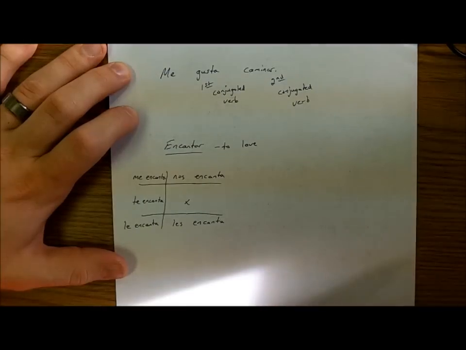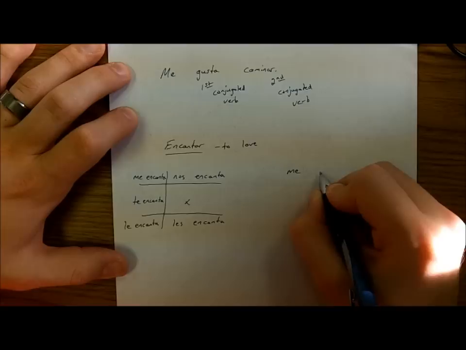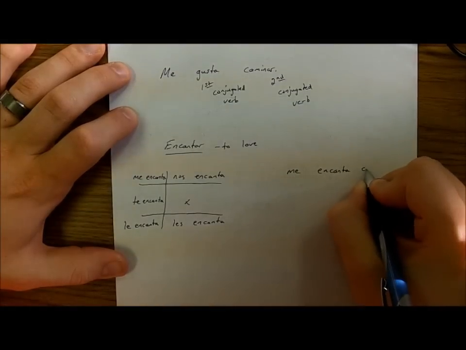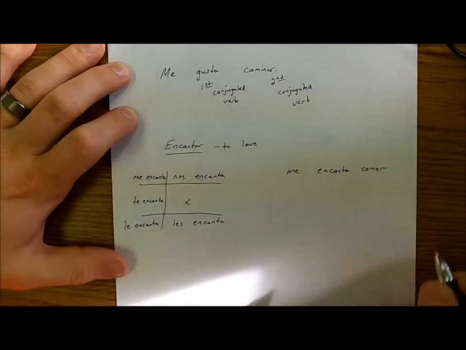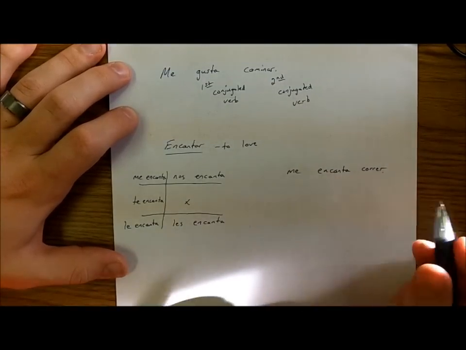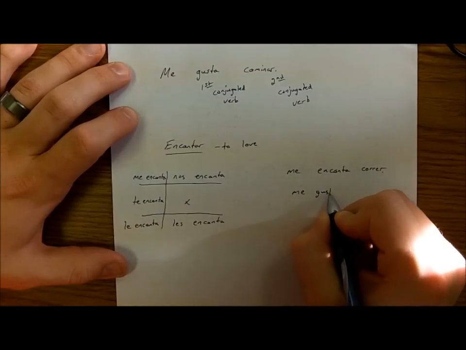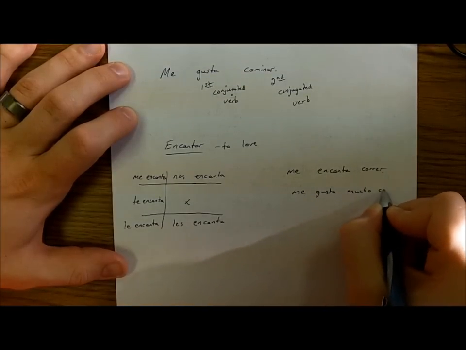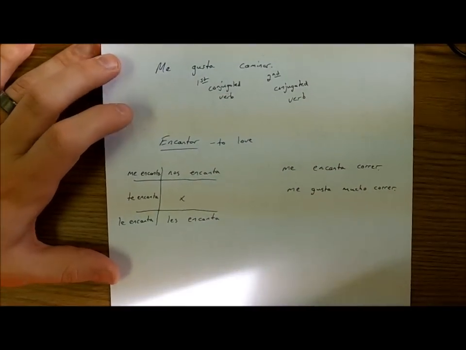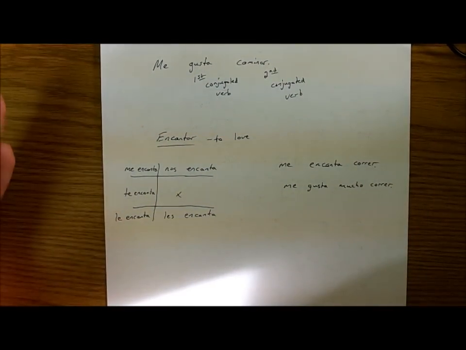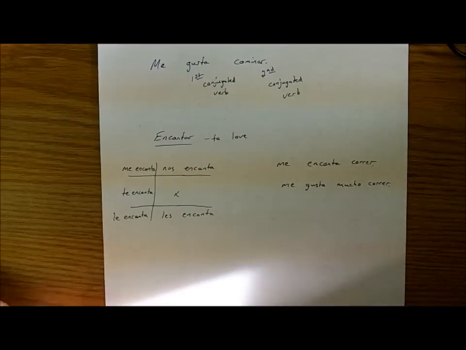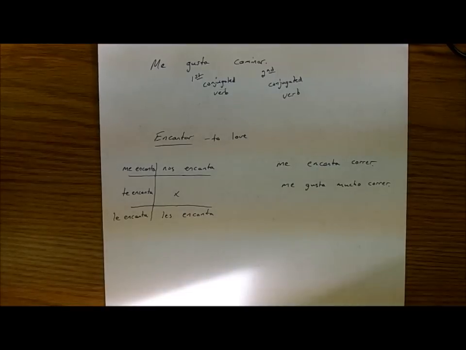So, like we had before, let's just say you don't like to run, you love to run. Okay? So we need to say me encanta correr. Now, another way of saying this, instead of just saying me encanta, you can still say me gusta mucho. That is fine. And that technically means the same thing. But it's just another way of saying it. Because in Spanish, there's usually more ways than one. And that is how you use gustar and encantar in a sentence.